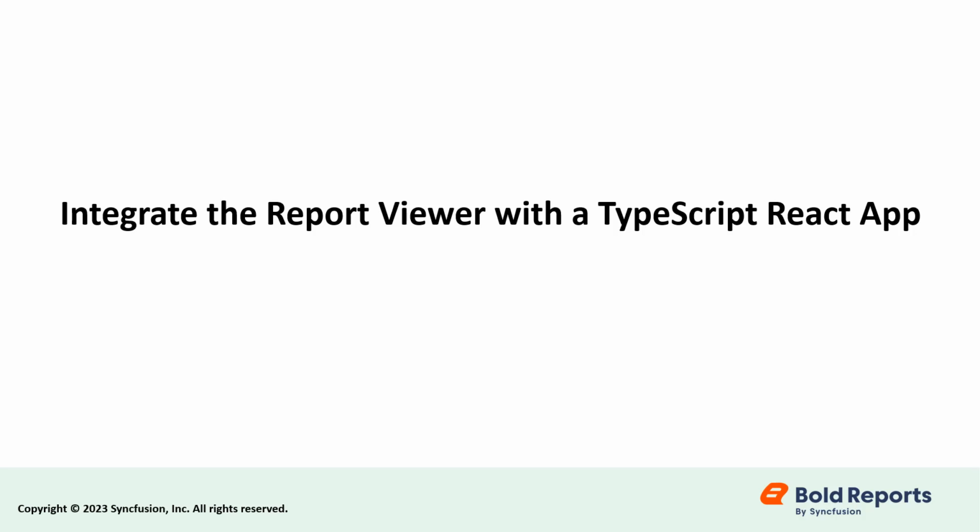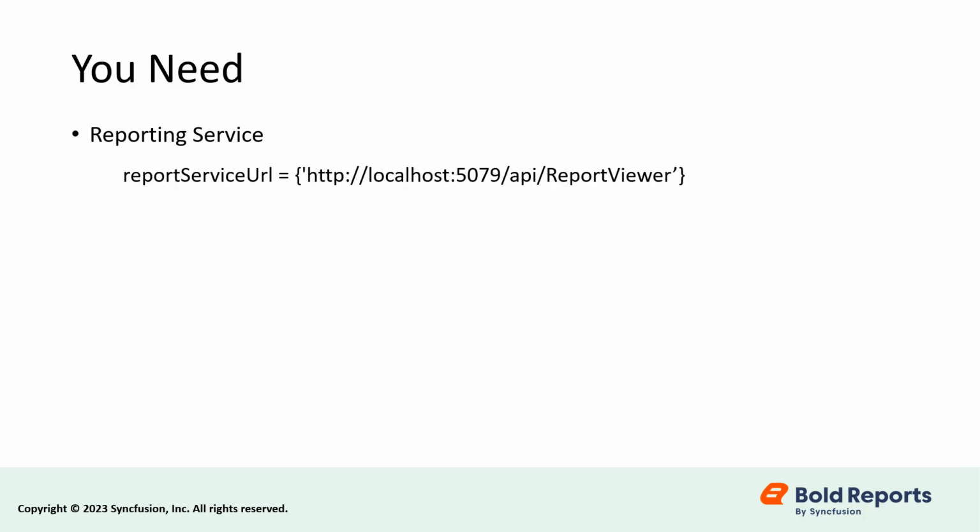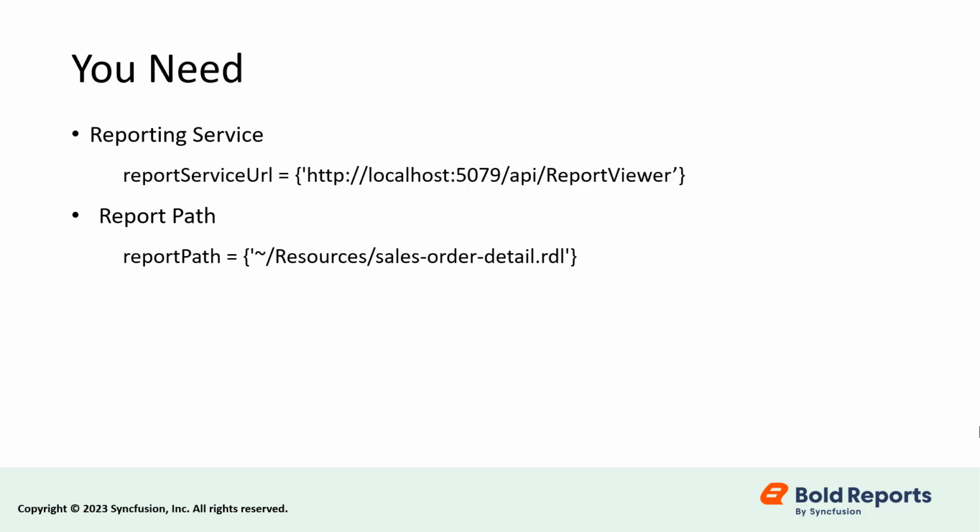Welcome to this video on how to integrate the report viewer control with a TypeScript React application to display a sales order detail report. You need to set two items to render RDL reports in the TypeScript React report viewer. First, the reporting service. This API is used to interact with server-side report processing. Second, the report path. This API is used to set the path of the report that will be rendered.